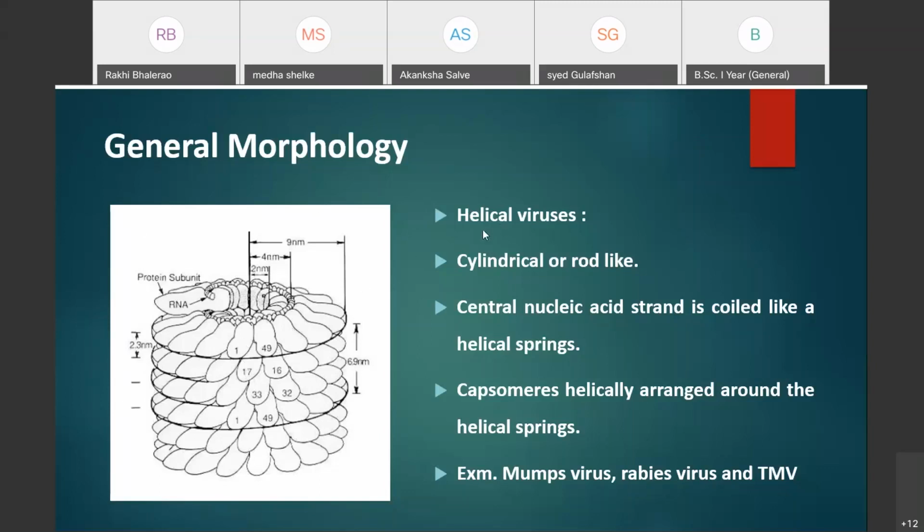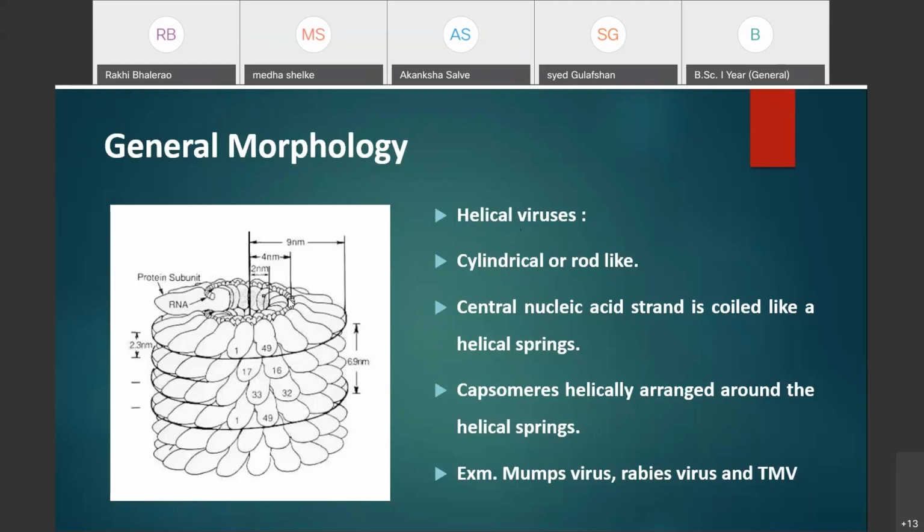The first one is the helical virus. Here you can see the first one is the helical virus. Some of the common morphological classes we are discussing here. Helical virus, here you can see this is an example of the helical virus. Helical viruses means what? These viruses are cylindrical or simply rod like. The viruses which appear cylindrical or rod like are said to be helical viruses.